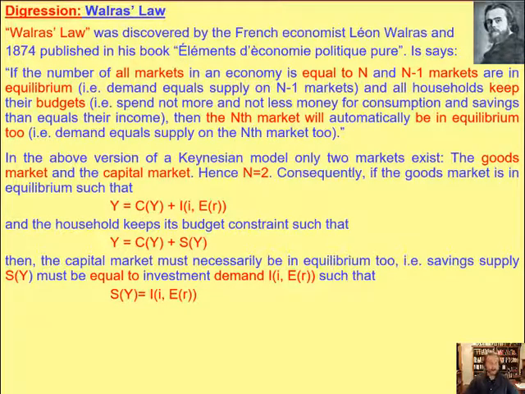Which means savings supply must be equal to investment demand, such that this equation here holds. So these two equations imply, in other words, necessarily that this equation here holds. I think it is quite simple to see that this is a true statement. We can also use a little bit formal calculus to prove this sentence for the case of our two-market model.